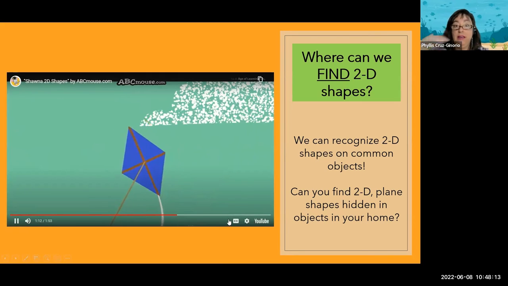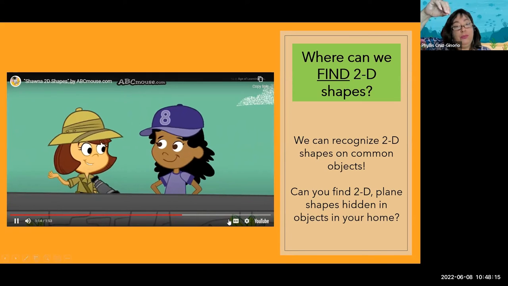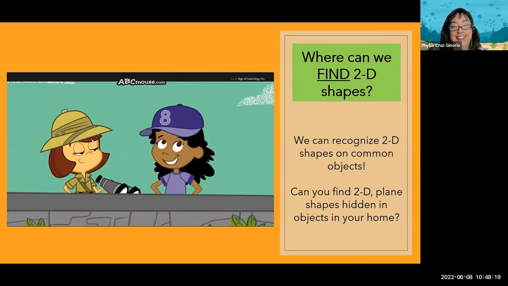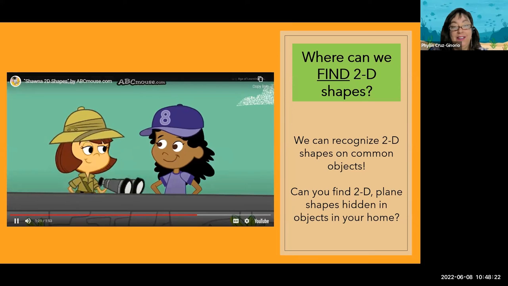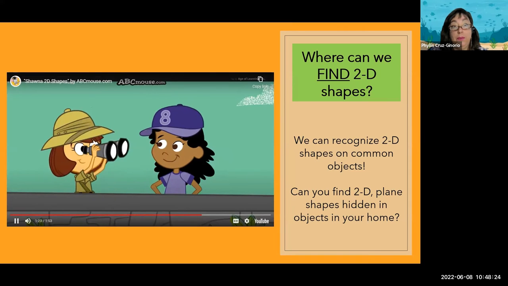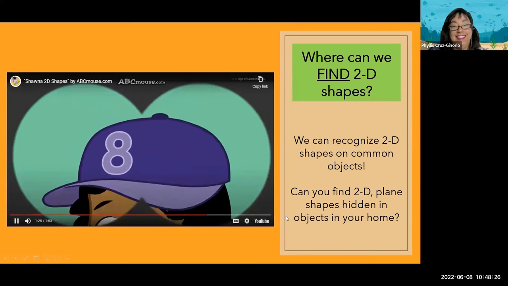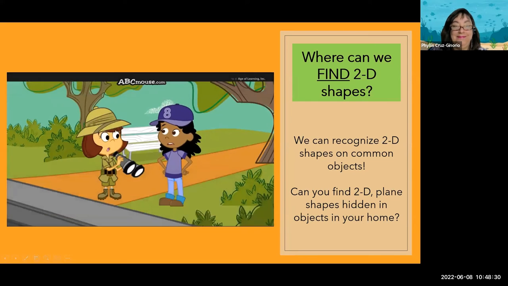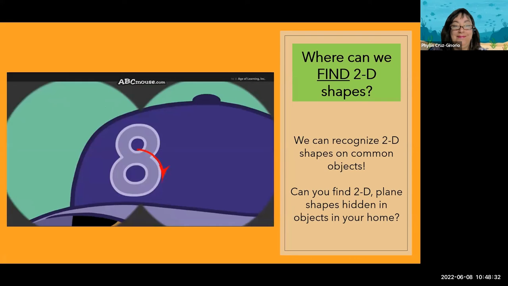4 sides. You can find shapes everywhere. Can you find a shape around here? Sure can. Found one. The 8 on your hat. That's not a shape, it's a number. But the number 8 is actually made up of 2 circles.